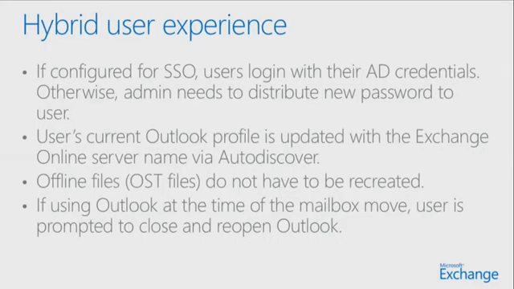The user's current Outlook profile is updated with the Exchange Online server name via Autodiscover. Offline files do not have to be recreated, so this can save a lot of bandwidth. Otherwise, you migrate the user up, their email goes from on-premise to Office 365, you recreate the user's profile, and it downloads it all back down. That's a lot of bandwidth if you have quite a few users. In this scenario, the OST file remains intact. If using Outlook at the time of the mailbox move, the user is prompted to close and reopen Outlook. That's it.